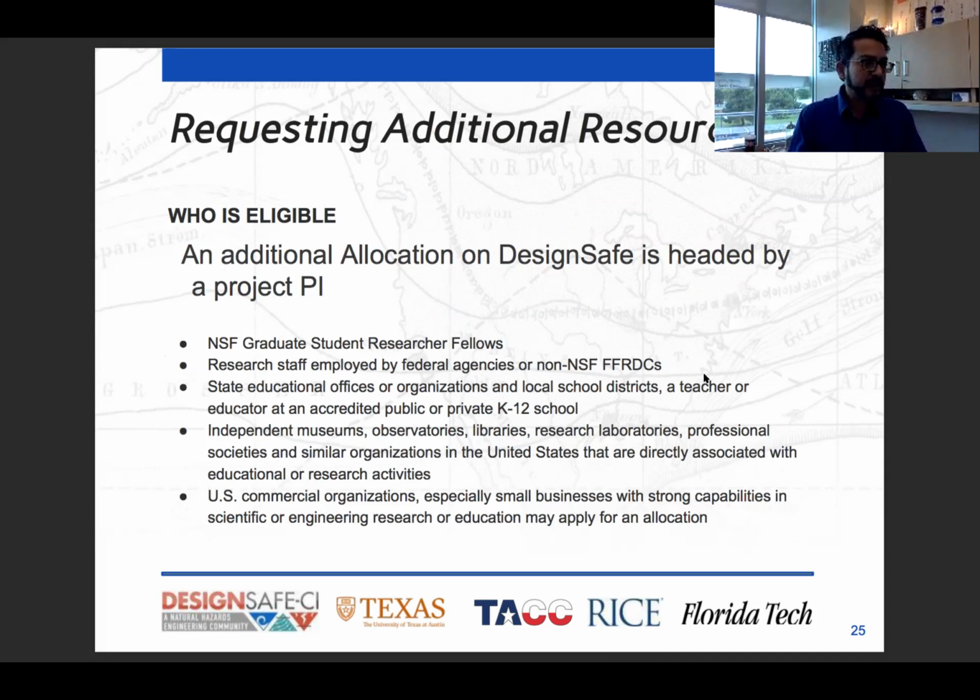You can be research staff employed by federal agencies, state education offices, or organizations. You can be a teacher or educator with an accredited public or private K-12 school. Independent museums, observatories, libraries, research labs, professional societies: anybody like that can become a PI on DesignSafe and request additional resources. Commercial organizations in the U.S. and small businesses are also eligible. DesignSafe is really trying to focus on getting small businesses to put their data on DesignSafe and use it in their research work.